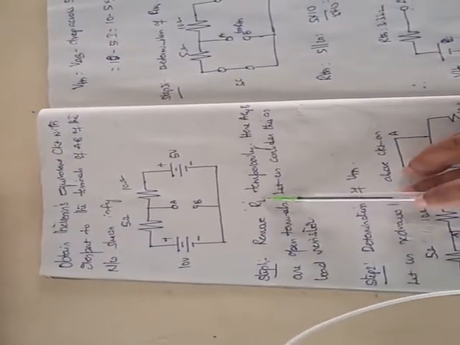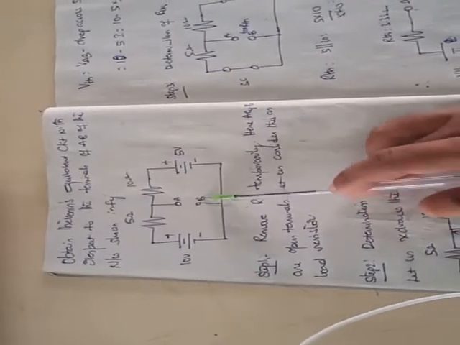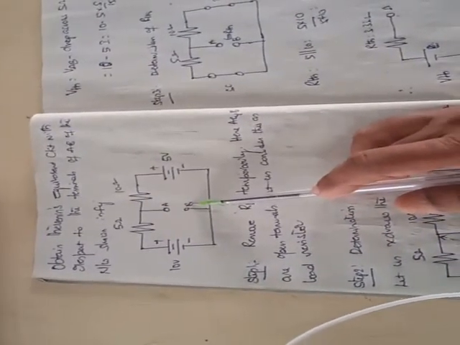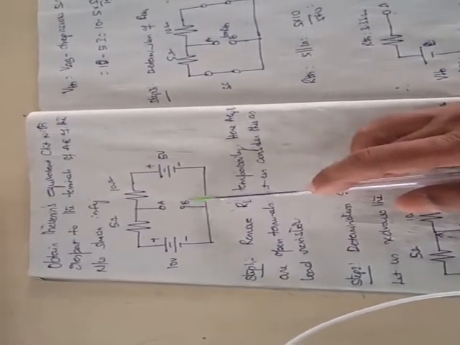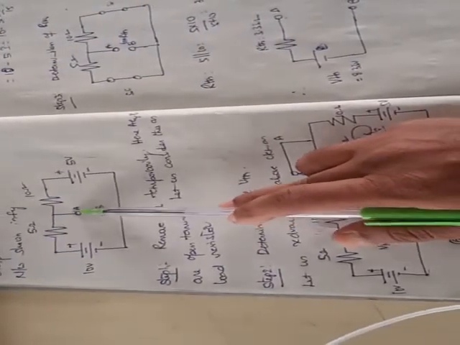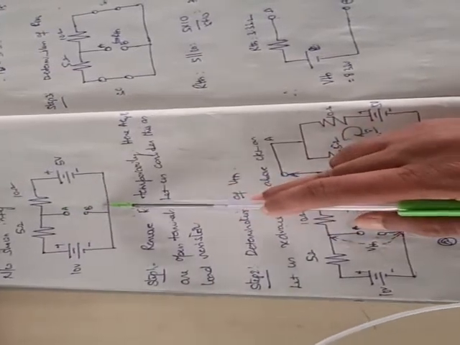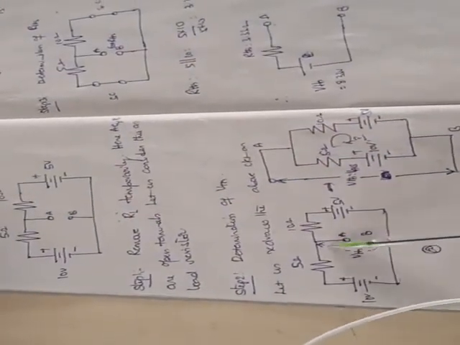Remove the load resistance temporarily. There is no load resistance, so we'll just assume the A and B terminals to be open circuit terminals, so we can consider this as the load resistance. Next, what is the second step? We need to determine V Thevenin. Across these two terminals we need to find out V Thevenin. So this is V Thevenin.